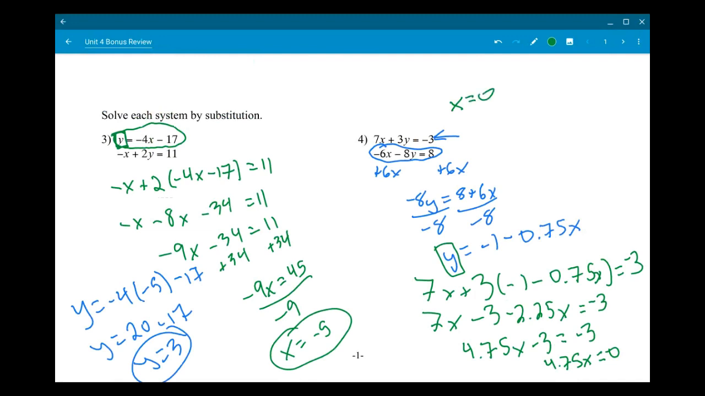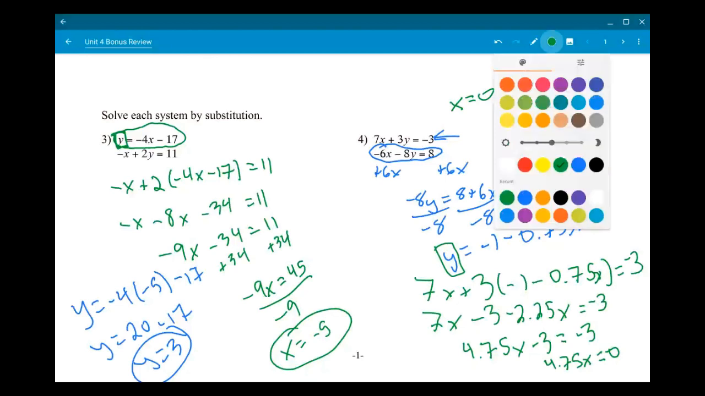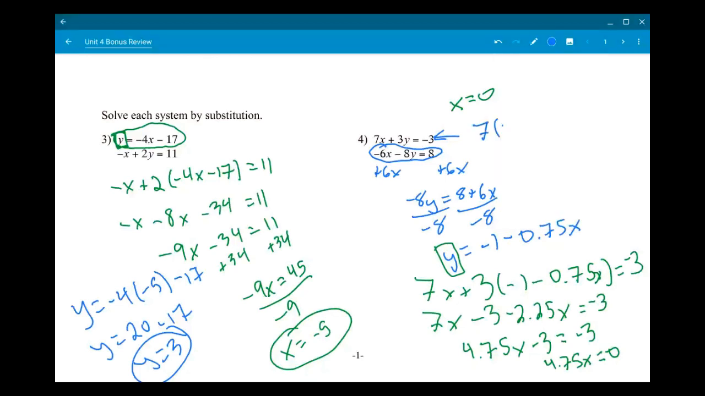Once you have that x is equal to 0, you can go back into any one of your original equations and you can just solve for y. And I get y equals -1.